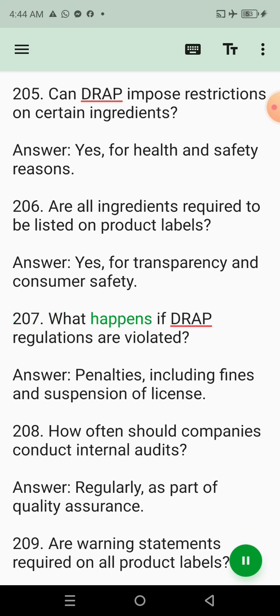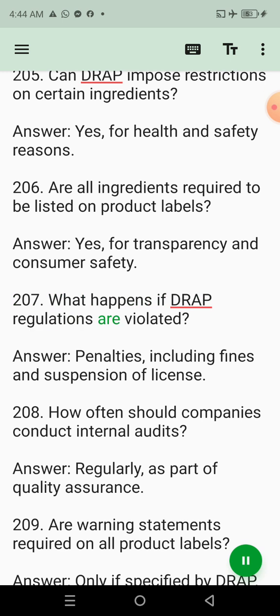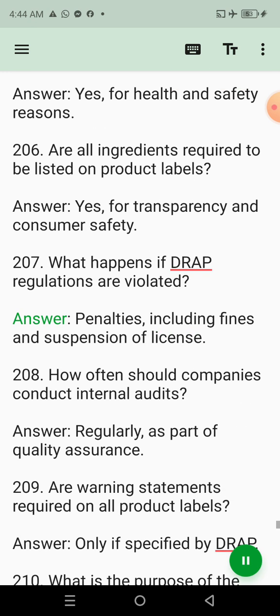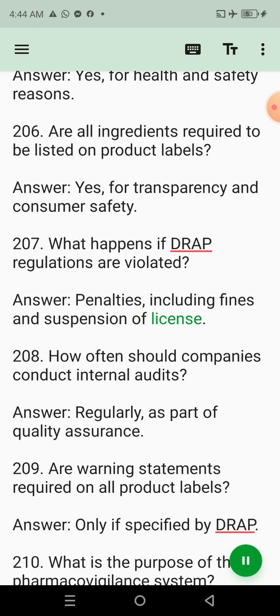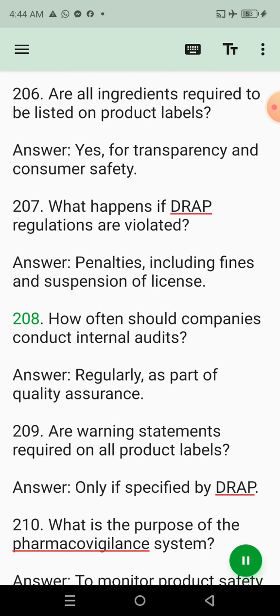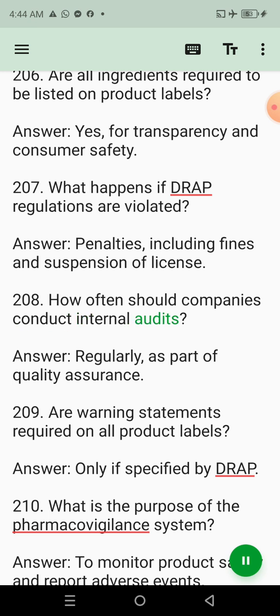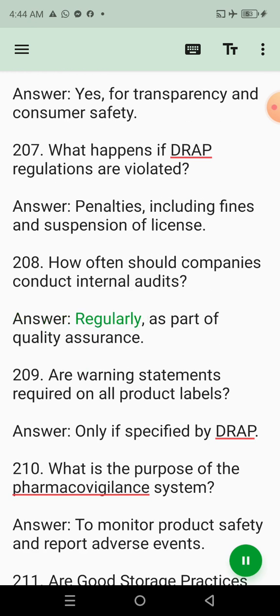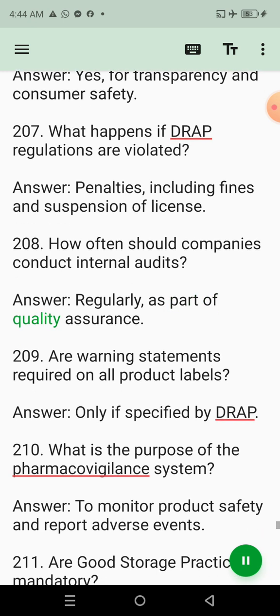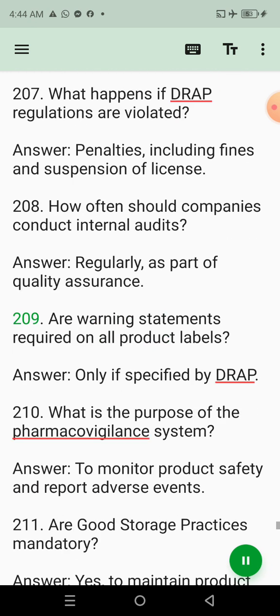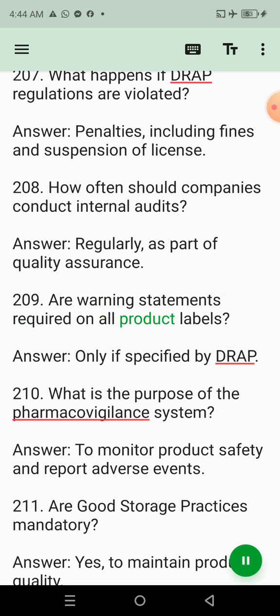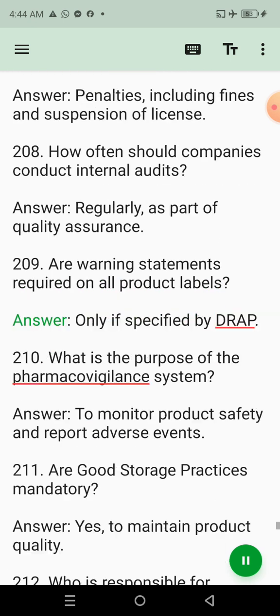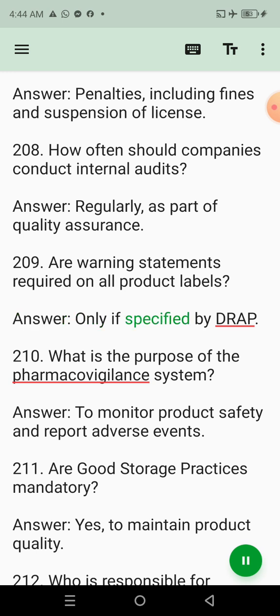207. What happens if DRAP regulations are violated? Answer: penalties, including fines and suspension of license. 208. How often should companies conduct internal audits? Answer: regularly, as part of quality assurance. 209. Are warning statements required on all product labels? Answer: only if specified by DRAP.